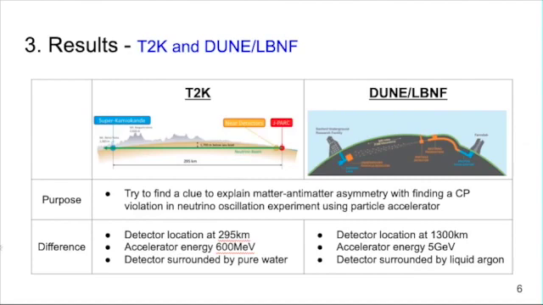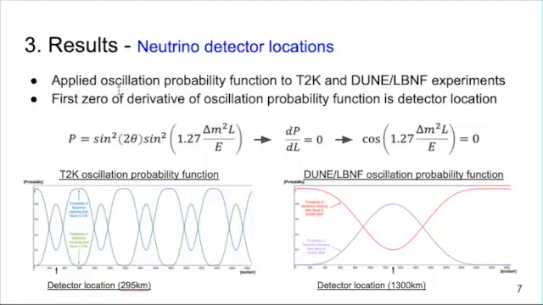This is a brief comparison of T2K and DUNE LBNF. For these two experiments, I compared the position of the neutrino detector and calculated the delta M squared of the neutrino oscillations. First, the oscillation probability function was applied to the two experiments to calculate the detector position.